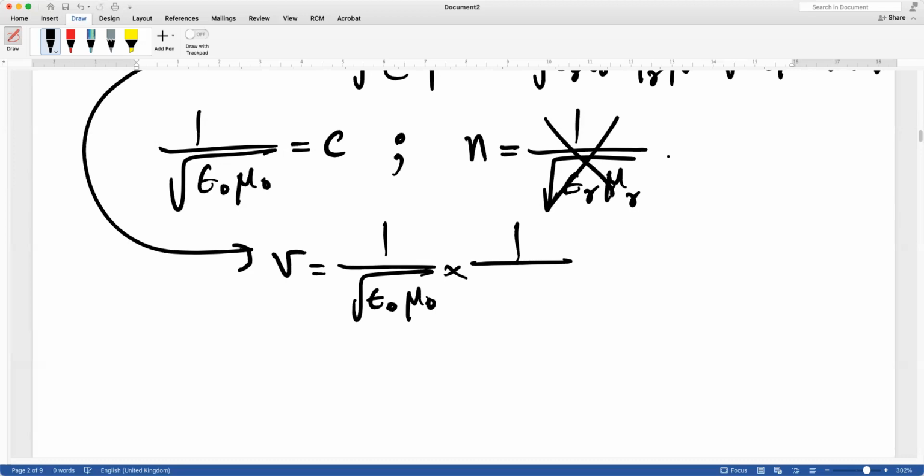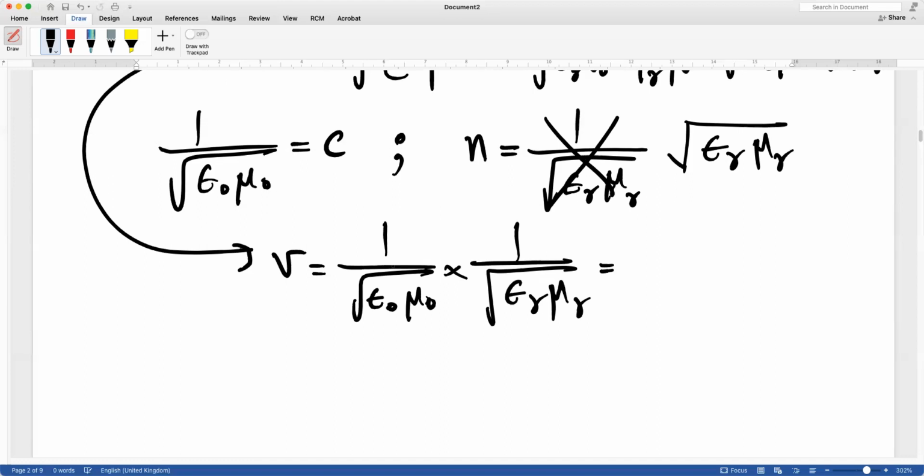Actually, this is simply the square root of epsilon r mu r. Is that okay? Yes. Not 1 over. So this is square root of epsilon r mu r. The first thing will become C over n. Makes sense? Yeah, okay. That's why we get n is equal to C by V. Yes, exactly. Okay. You see that.